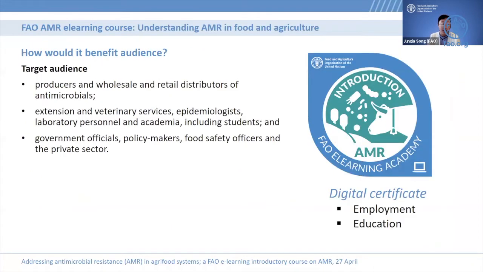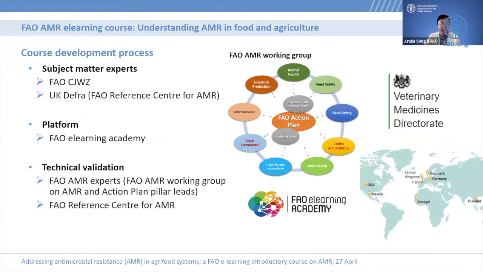The course is designed for broader stakeholders with a role and interest in antimicrobial resistance in the agri-food system, including producers, the wholesale and retail distributors of antimicrobials, extension and veterinary services, epidemiologists, laboratory personnel, and academia, including students. After completing the course, learners will receive a digital certificate from the FAO e-learning center.